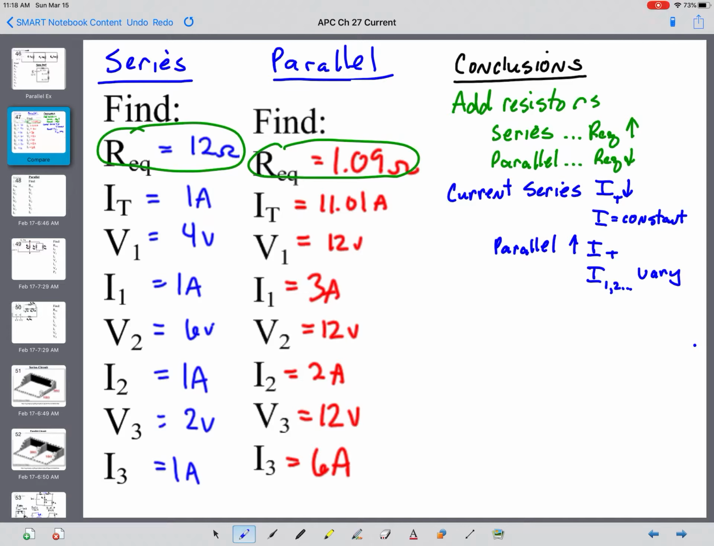Okay, voltages in parallel, each resistor has its own individual path to the battery. That means your voltages on each resistor are constant. In series, though, with the same current and different resistance values, your V values will vary.